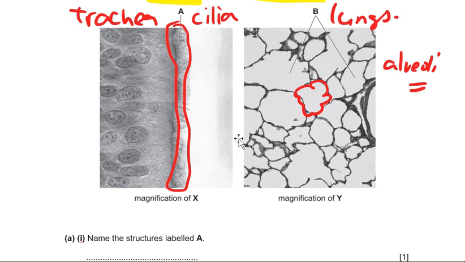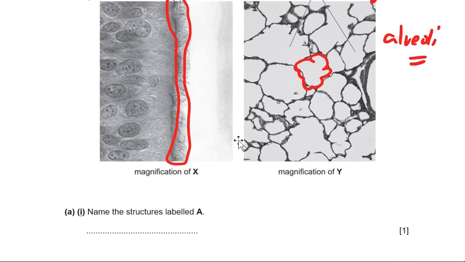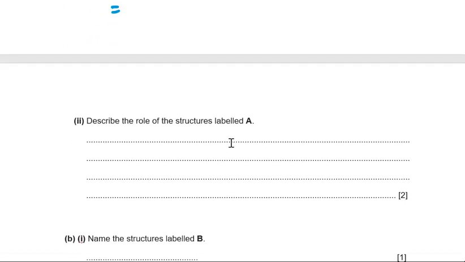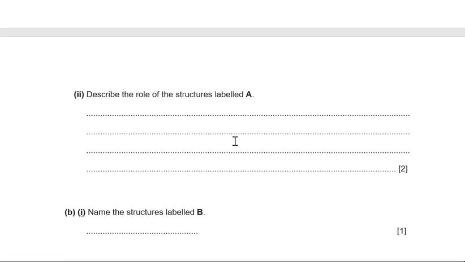Okay, so here it asks you to label A, and that's pretty simple. Cilia. I always get this wrong as well, the fact that you only have one L in cilia. And second, the role of structure A. So what does the cilia do? Cilia moves mucus away from the trachea, so away from the lungs, and moves them into the pharynx.